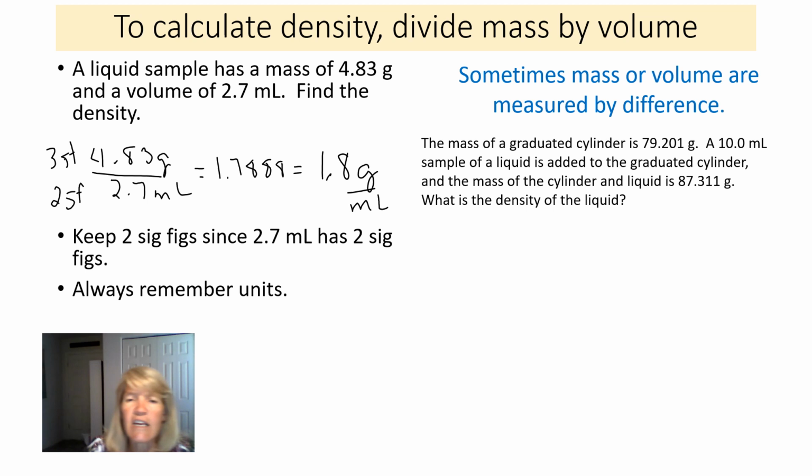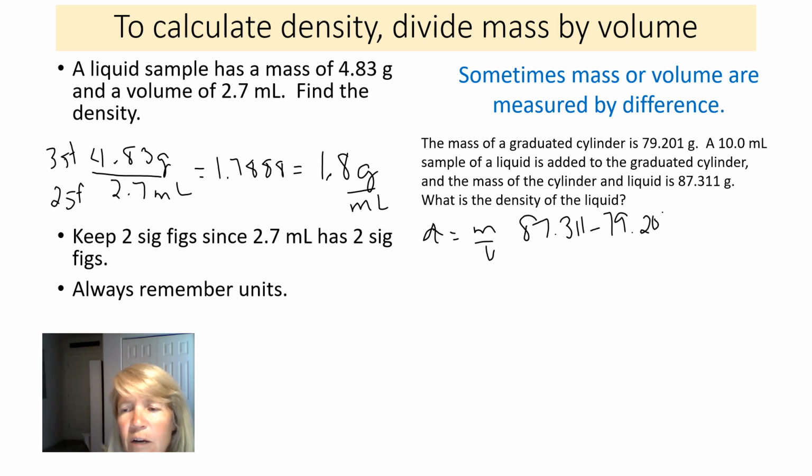So in this case, we know that density equals mass over volume. But we don't know the mass directly. We have to subtract. So the mass is 87.311 minus 79.201 grams. The cylinder with the liquid minus the cylinder. And then we divide that by the volume, which was the 10.0 milliliters.